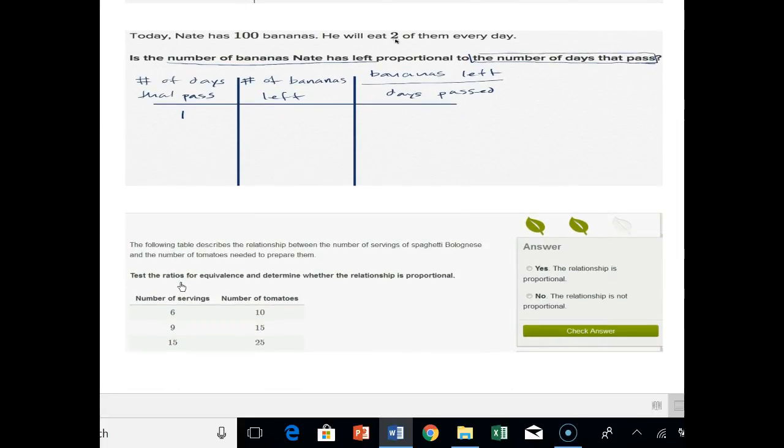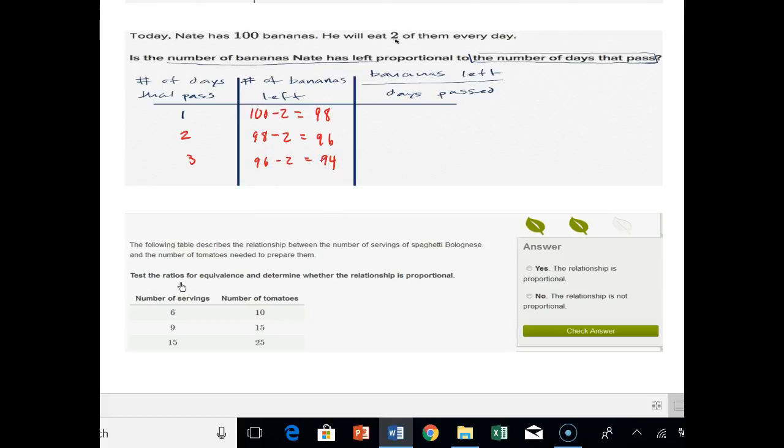Today, Nate has 100 bananas. He will eat 2 of them every day. Is the number of bananas Nate has left proportional to the number of days passed? So we have the number of bananas left to the days that have passed. In one day, I do 100 and he eats 2, so minus 2, he'll have 98 bananas left. After 2 days, remember he only has 98 now, so 98 minus 2, he has 96 left. After 3 days, he has 96 minus 2, which is 94 left.